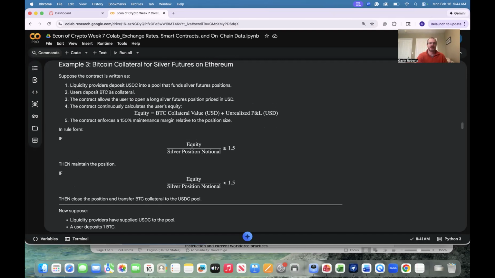So in this case, liquidity providers deposit US dollar coins into a pool that funds silver futures positions. Why US dollar coins? Because silver futures are priced in US dollars. So we should probably think of these as creditors rather than liquidity providers in this case. But creditors are going to be putting US dollar equivalents, US dollar coins, into a pool. Other people can access that money and then bet it on silver futures.